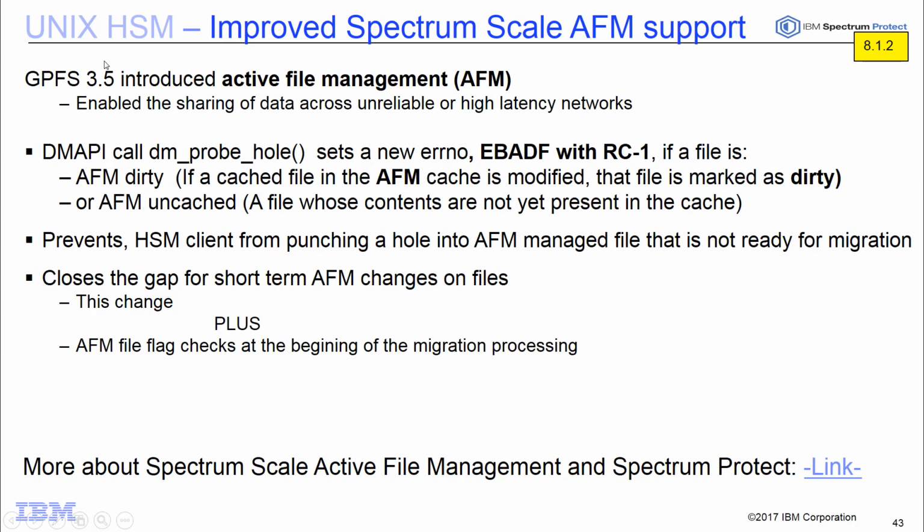Also on UNIX HSM, we've improved the Spectrum Scale AFM support. So GPFS 3.5 introduced active file management, and this enabled the sharing of data across unreliable or high latency networks. And our DMAPI call sets a new error number, EBADFF, with return code number 1. And it will do this if a file is either AFM dirty or AFM uncached. And that's the files whose contents are not yet present in the cache.